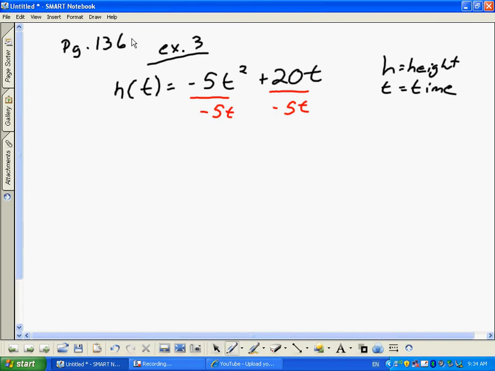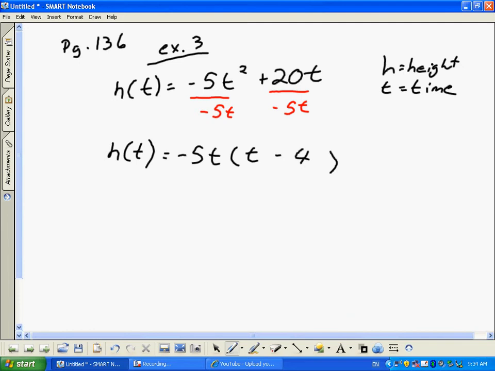When I do that, I'm going to be left with -5t on the outside, if you guys remember. And then what I divide it by on the inside of this bracket. So -5t squared divided by -5t is just t. And positive 20t divided by -5t is going to be -4. So my height and time in factored form is this. This is equal to -5t times t minus 4.